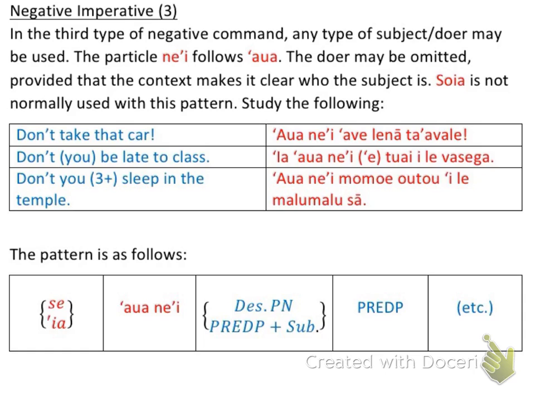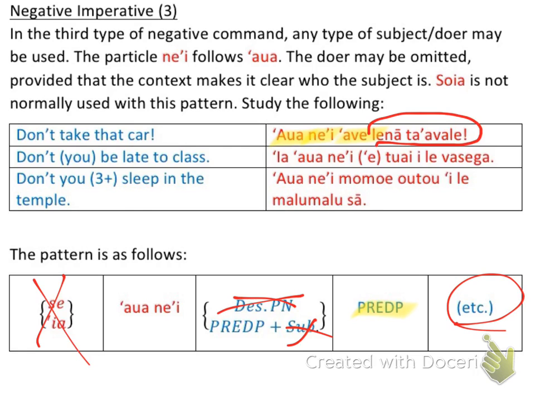And let's kind of look at these example sentences. So don't take that car. I am neglecting the subject in this case, and I don't have a descriptive pronoun either. Those are basically the same things. So don't take that car, and I'm taking out these as well. So I'm starting with awa ne'i, and then I'm moving to my predicate phrase, which is ave, and then etc., which is usually going to be that car or the object, in this case, lena ta vale, which is my etc., which is an object in this case, the thing receiving the action.